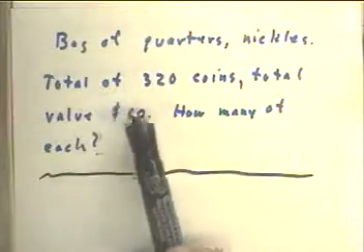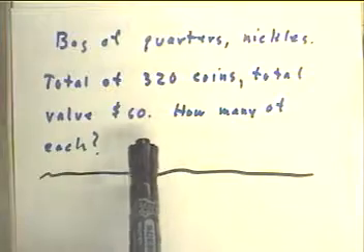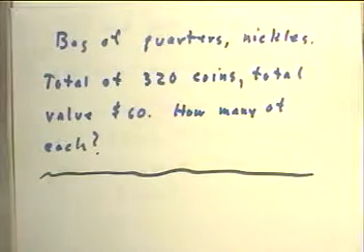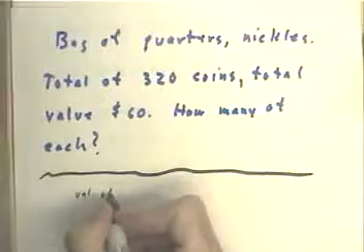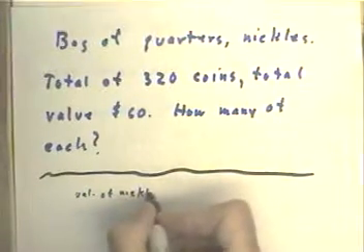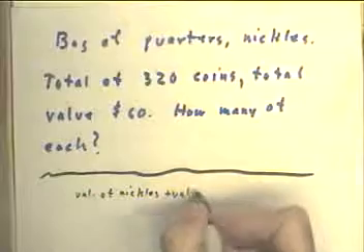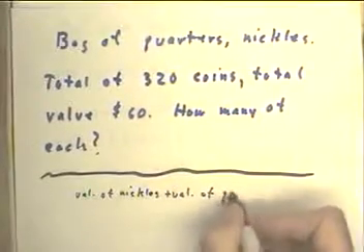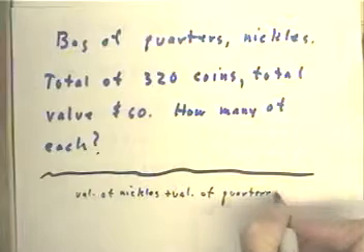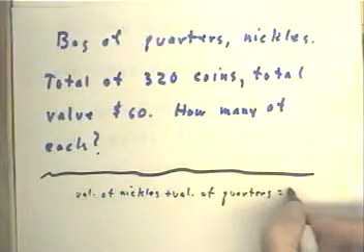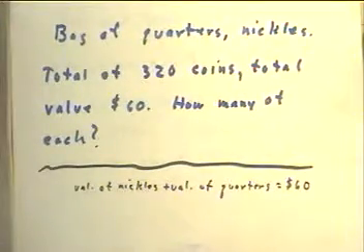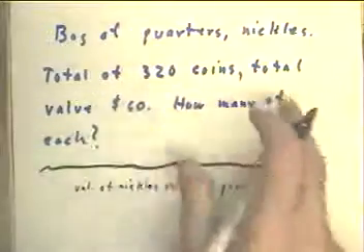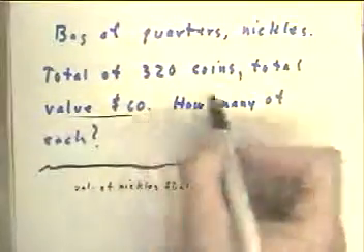First of all, we have a total value of $60, so let's write that down. The value of the nickels plus the value of the quarters equals $60. Okay, so there's our total value. We've taken care of that part of the problem, total value $60.